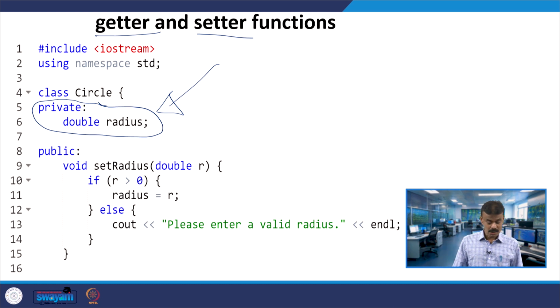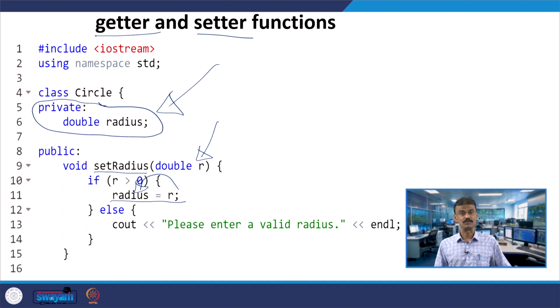So, I have one setRadius function, and I am passing r. If r is greater than 0, radius is equal to r. That means I am assigning r to radius. We have done this several times. In fact, when we wrote the code in all the previous 4 chapters, you can recall we did this, but we did not know this concept was data hiding or encapsulation.